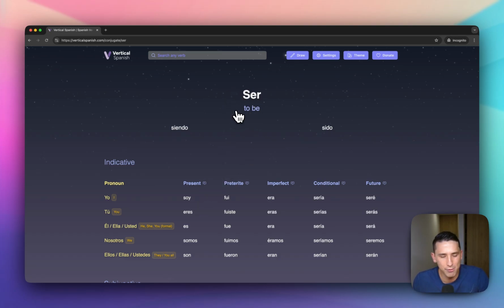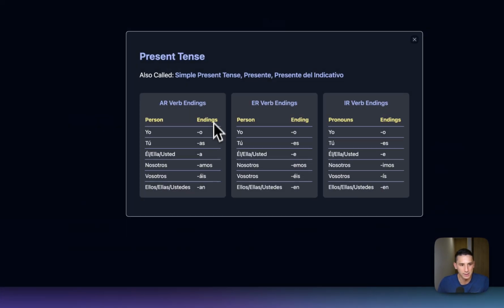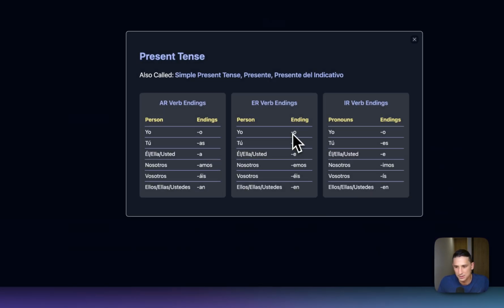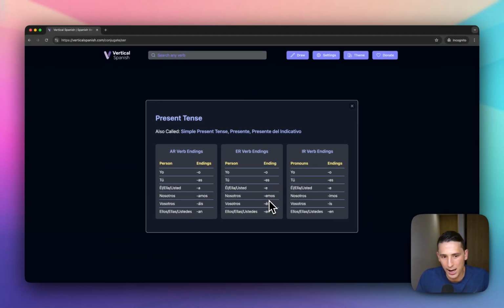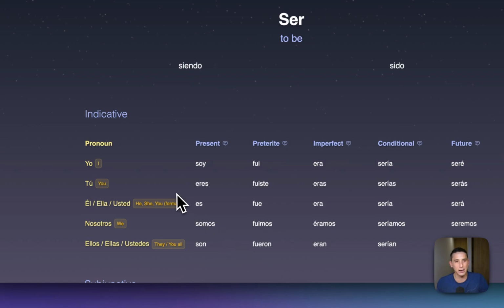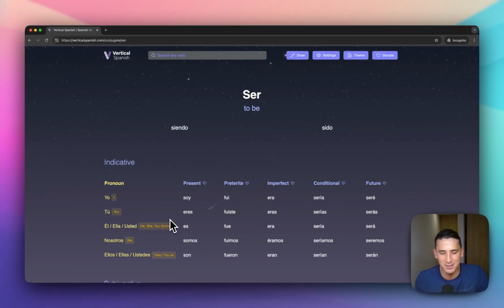But here we have ser, right? Soy, eres, es, somos, son. These don't have a pattern. Look at this present tense, right? O, as, a, amos, an, where are those? They're not here. Or actually that would be for ER, so for ser: o, es, e, emos, en, right? Those are non-existent because this is an irregular. And irregulars mean you just have to memorize it. So that's a little bit of a summary of the present tense.